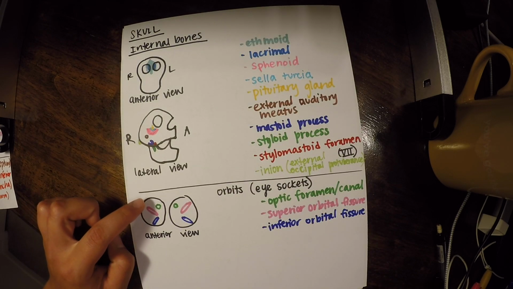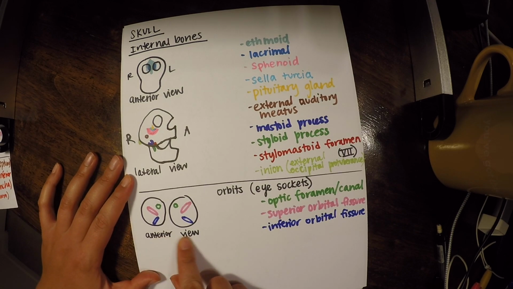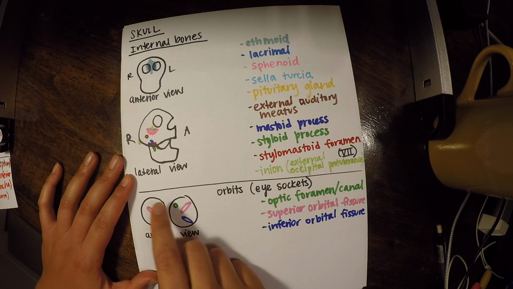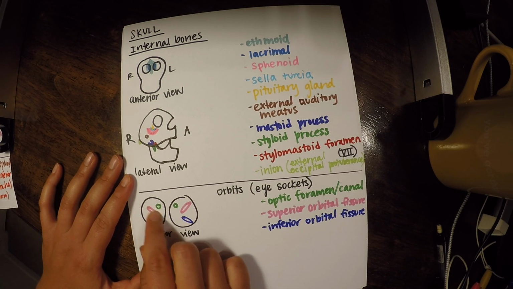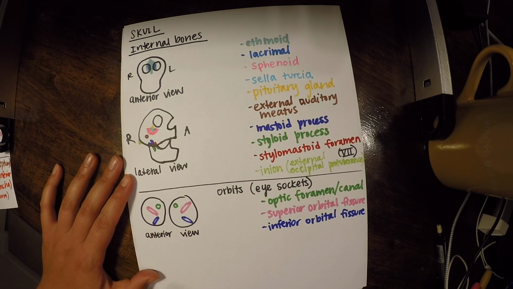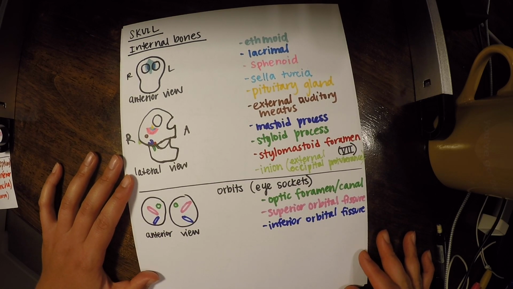And then we can also see those things. Here's our optic foramen and canal. Remember, this is us looking at the front of the skull in an anterior view. We can see through these eye sockets the optic foramen or canals, that superior orbital fissure, and we can also see the inferior orbital fissure as well.